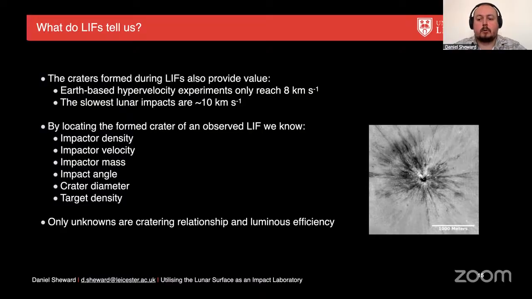And it's great to use because Earth-based hypervelocity experiments, gas guns, can only reach about 8 kilometers per second. And even the slowest impacts on the moon are around 10 kilometers per second. So we're already quicker than we can currently achieve on Earth. But as I've said before, the luminous efficiency isn't well constrained, and the cratering relationship also isn't very well constrained.